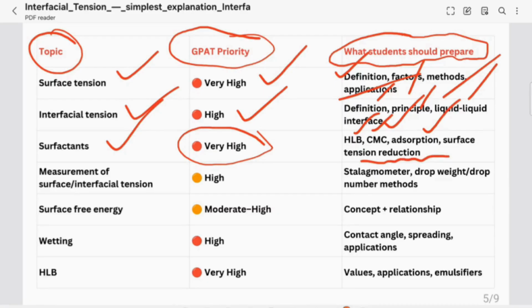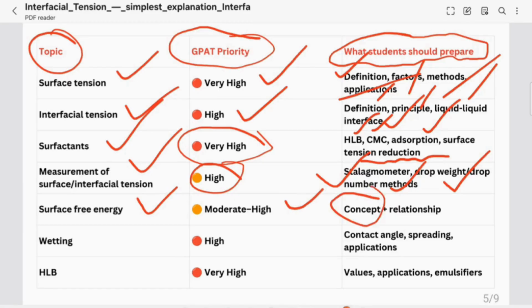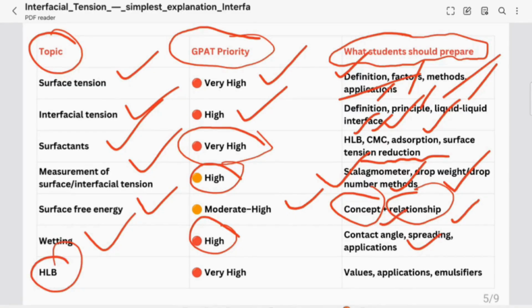Then measurement of surface tension or interfacial tension also has a high priority, using the stalagmometer, drop weight, and drop number methods. Surface free energy is moderately high; you are supposed to study the concept and the relationship in this. Then wetting also has high demand: the contact angle, spreading, and applications. Then HLB, the hydrophilic lipophilic balance, also has high demand, and you are supposed to study the values, applications, and emulsifiers.